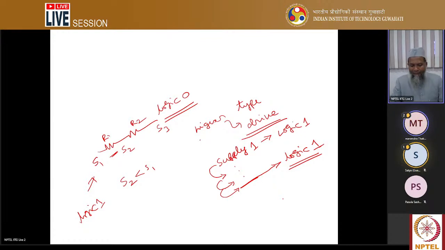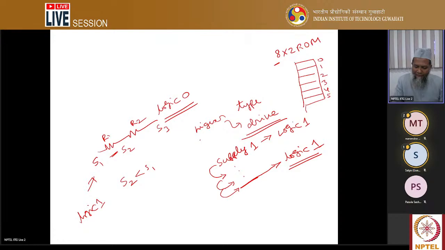Okay, I'll explain. So basically, if we take an 8x2 ROM, it means there are 8 locations: 0, 1, 2, 3, 4, 5, 6, 7. Each location is capable of storing 2 bits of information. Totally, 16 bits of information can be stored in an 8x2 ROM, and each bit can be 0 or 1.